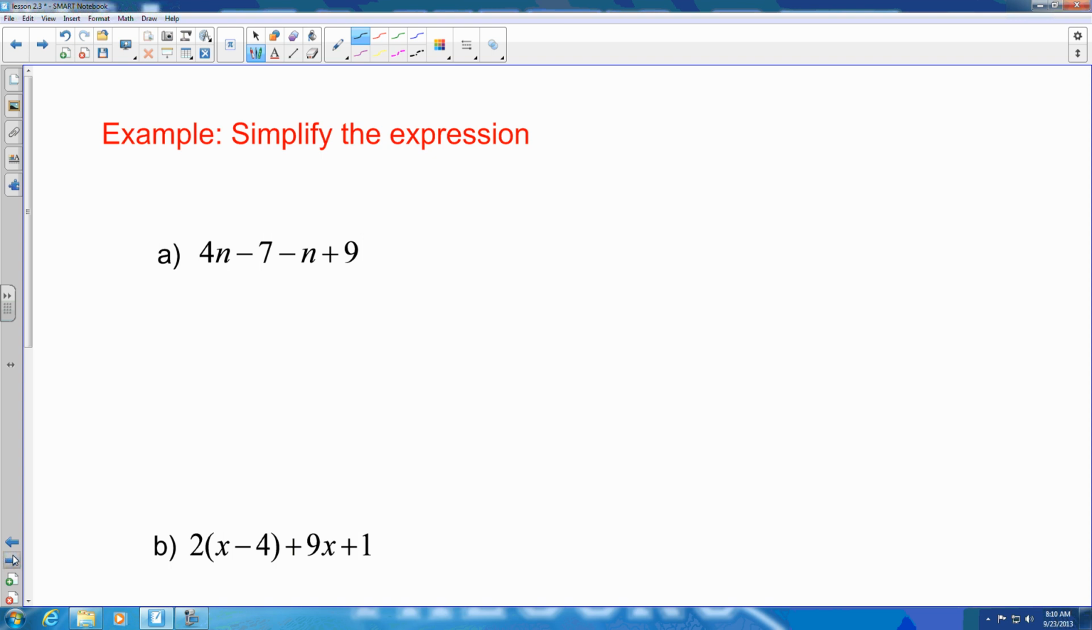So here, we just have to simplify. We don't have to identify any of the terms, coefficients, constants, but you will do it indirectly. You'll do them kind of hidden like.